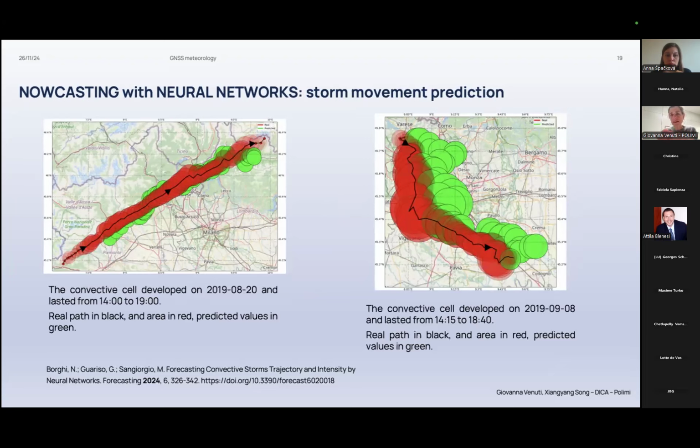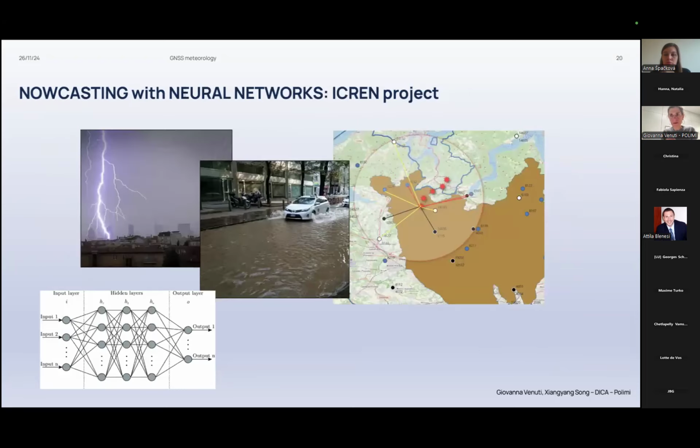the convective cell. This is a job that was done between the LAMPO project and the new project that is going on in this period. So we based our prediction only on the radar images. So we know that there is a convective cell in a certain area, and we want to predict where it will move in future.